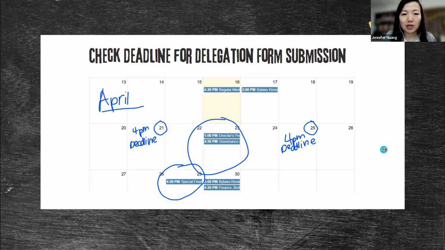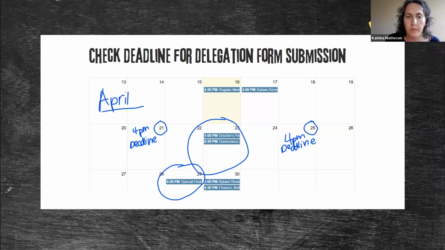And this is just an example. Katrina, do you want to explain this timeline here? Yeah, so in this picture, I was indicating that on the 23rd, this was in April, there was a governance and policy meeting at 4:30 p.m. The deadline to submit your form was actually 4 p.m. on the 21st. The next meeting was on the 29th, at 4:30 p.m., a special finance meeting. It was on a Tuesday, so 2 days before would put the deadline at Friday the 25th at 4 p.m. They ended up extending the deadline to Monday morning. So sometimes that can happen. It can get extended a bit, but be mindful of the rules: usually it's a couple days before that you need to get the form in.